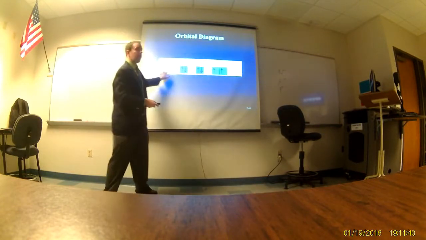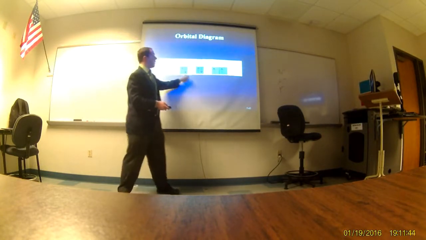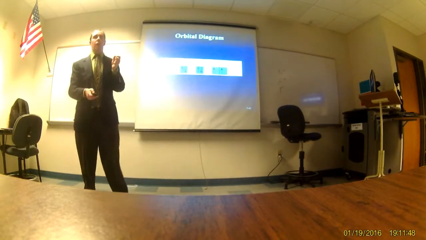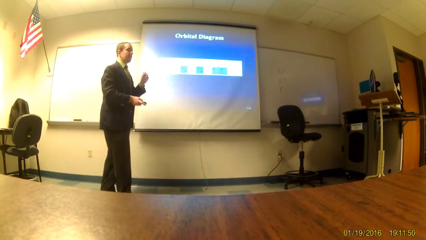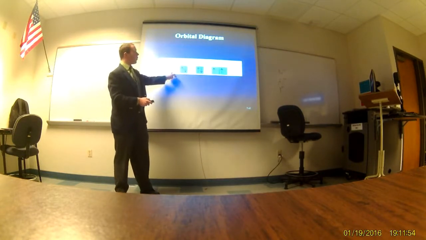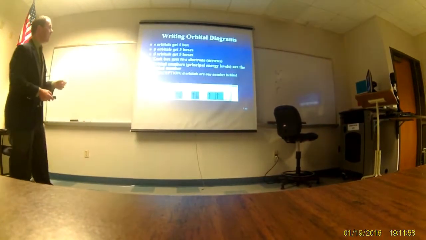So now we have our boxes drawn. Now we have to put our electrons into our boxes. We said carbon has 6 electrons, and there are rules about how we're going to put arrows in the boxes.